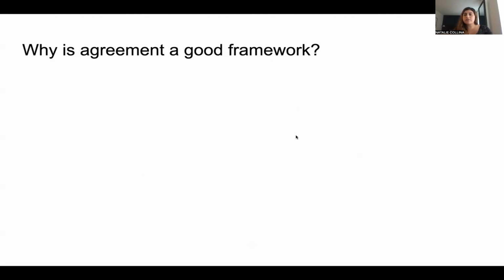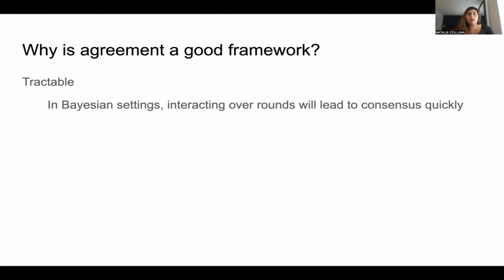Okay, so why, first of all, is agreement a promising framework? It is tractable. In Bayesian settings, if you're interacting over rounds, then you only have a polynomial number of rounds before you reach quick consensus. And it requires only sharing predictions.